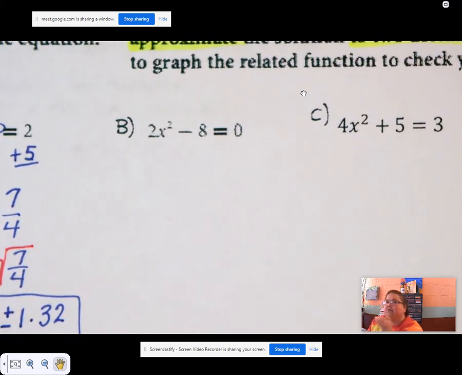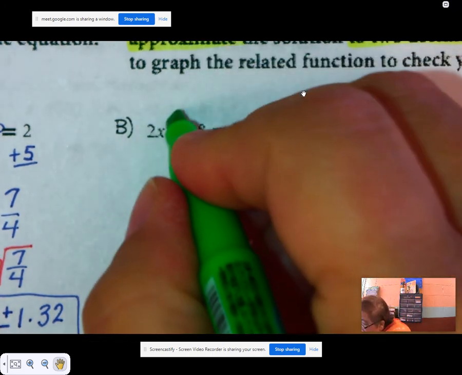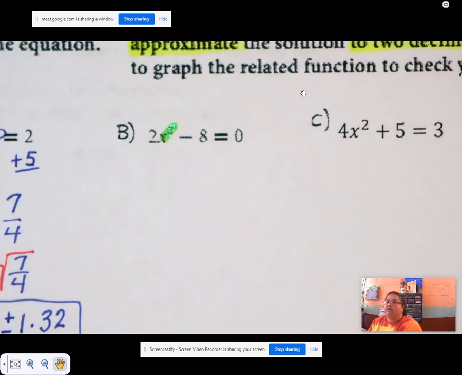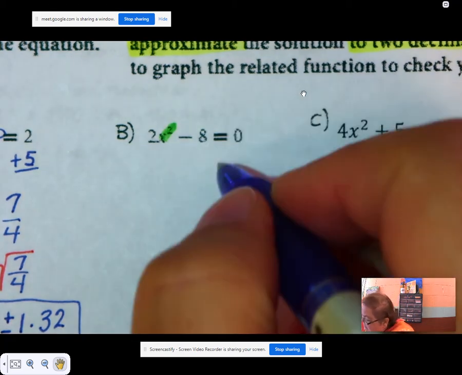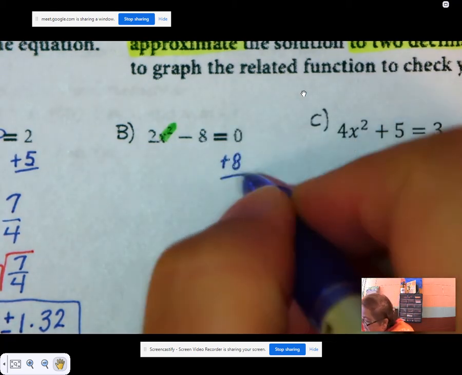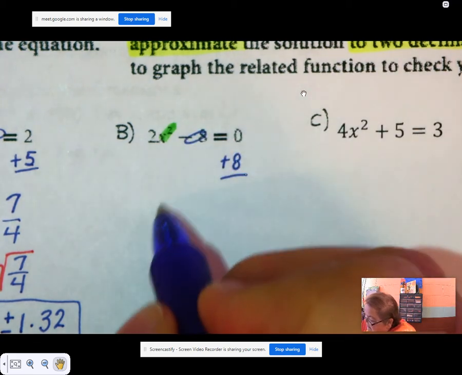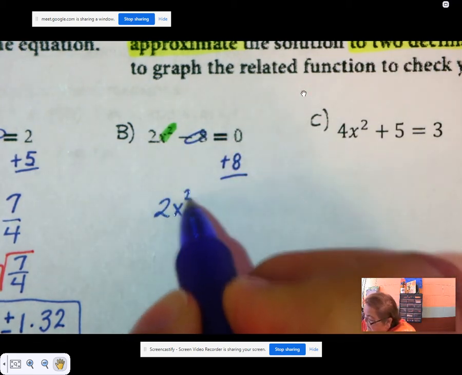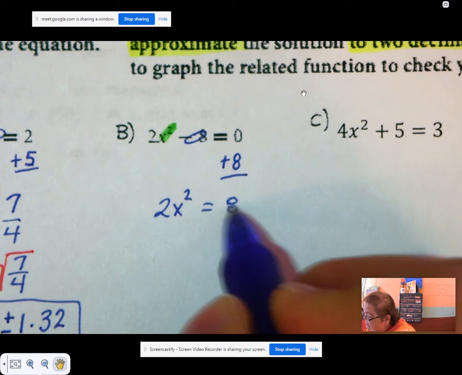Okay. Let's go to example B. All right. 2x squared minus 8 equals 0. Again, we're isolating this x squared so that I can solve for x. Okay? Get rid of the subtraction first. What's the inverse of subtracting 8? Adding 8 to the other side. There's my 0 on that side. 2x squared equals 8.